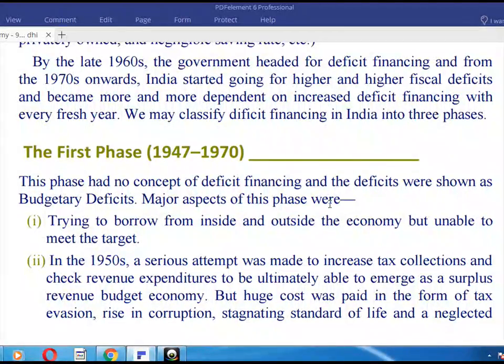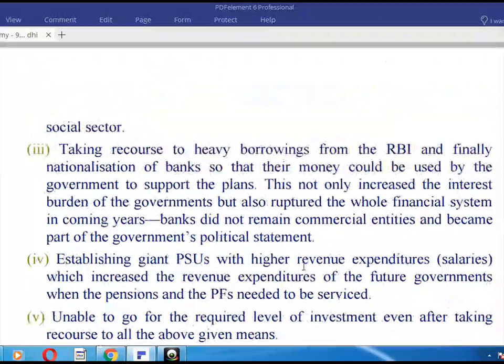Major aspects of this phase were trying to borrow from inside and outside the economy, but being unable to meet the target. In the 1950s, a serious attempt was made to increase tax collections and trade, and reduce revenue expenditures, to be ultimately able to emerge as a surplus revenue budget economy. But a huge cost was paid in the form of tax evasion, rise in corruption, stagnating standard of living, and a neglected social sector.